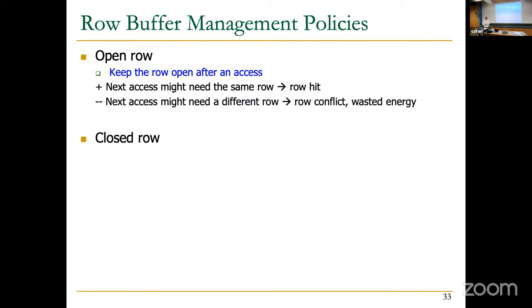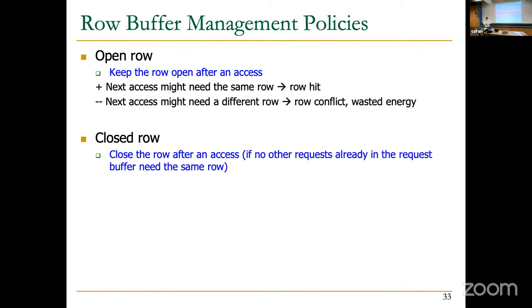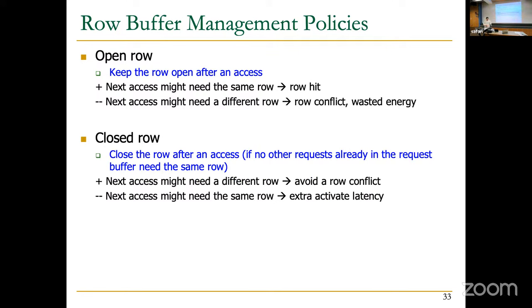The other policy is close row policy here. You close the row after the last access. Again, the same condition applies, right? You don't know what the next request is. You don't see it as the memory controller yet. If the next access hits in a different row, compared to the case where you apply the open row policy, you avoided the row conflict, so you don't pay that extra row conflict latency. If the next request accesses the same row, you have to pay for that extra activation latency compared to when you apply the open row policy.